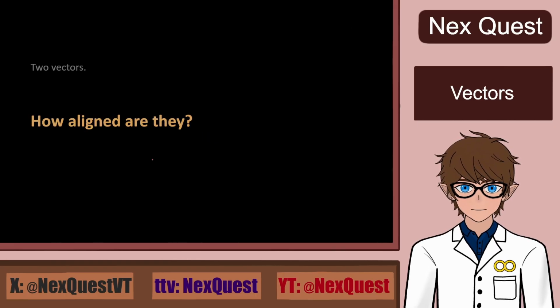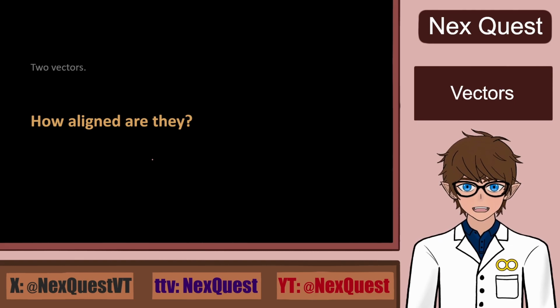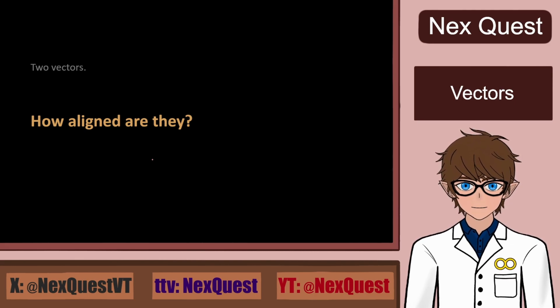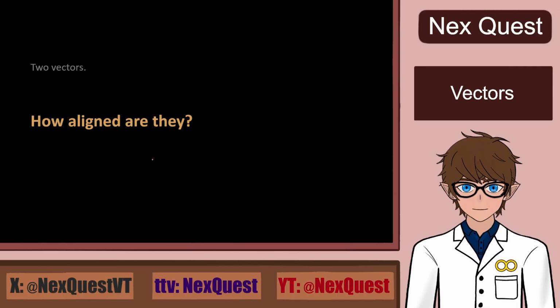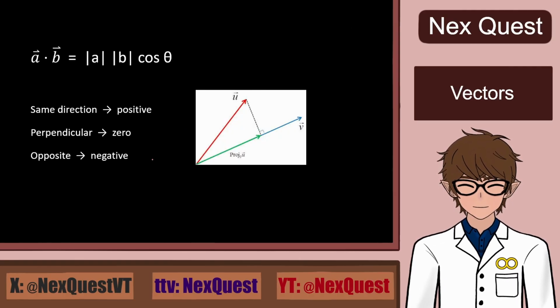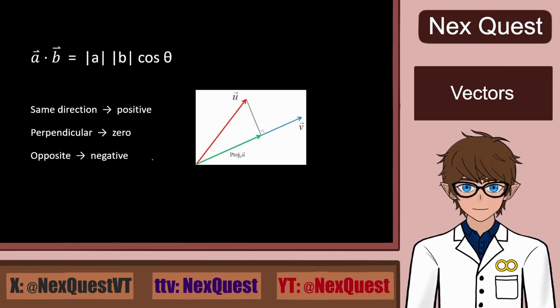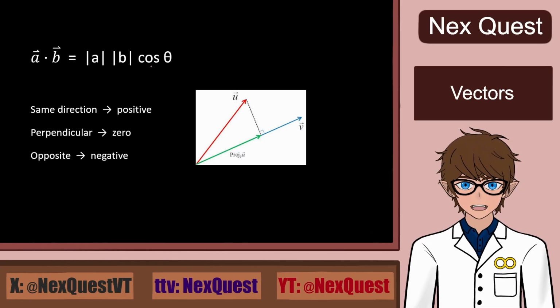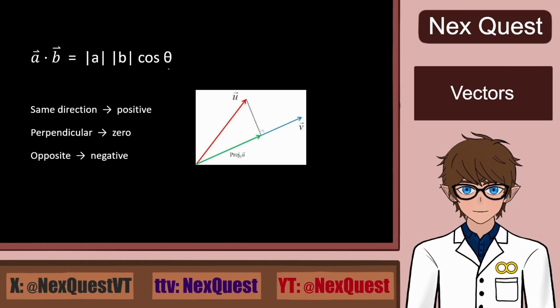But first, how are two vectors aligned? How do we determine that? Well, we know that two lines can be parallel, perpendicular, or any other angle. So to answer this, we need a new operation. This is the dot or scalar product of two vectors. The result is a scalar made out of the product of the magnitudes of two vectors and the cosine of the angle between them. Why?